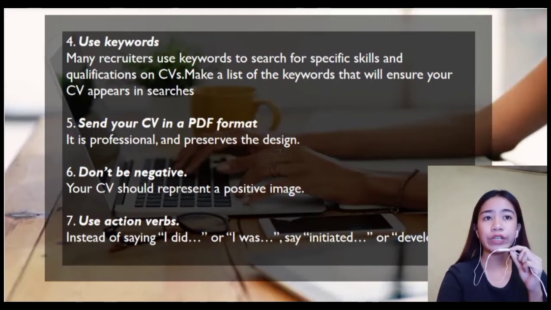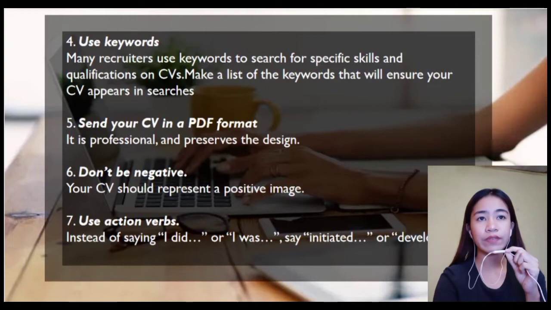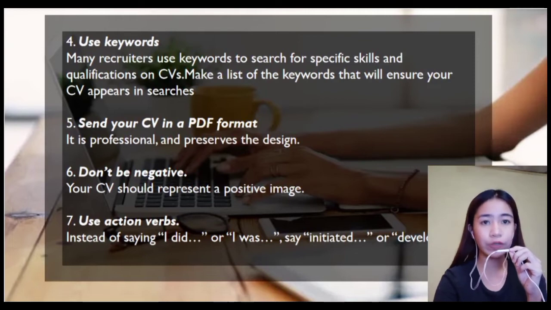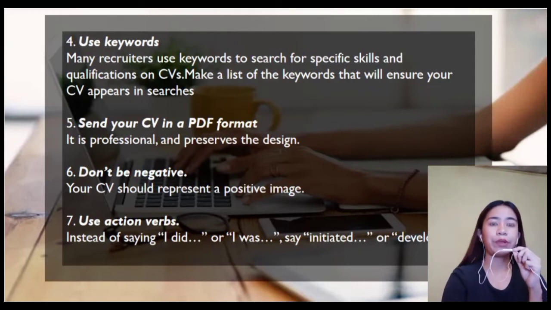The fourth one is to use keywords. Many recruiters look for certain capabilities and qualities on CVs using keywords. Make a list of keywords that can help your CV show up in search results, then figure out how to include them into your resume, talents, and personal statements, for example.